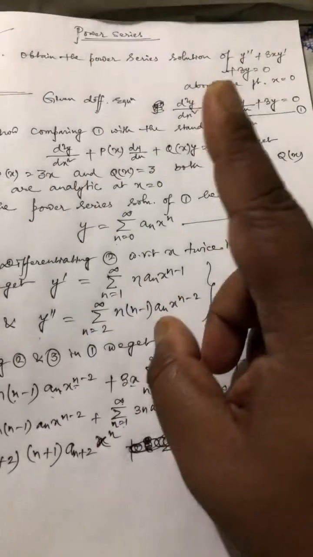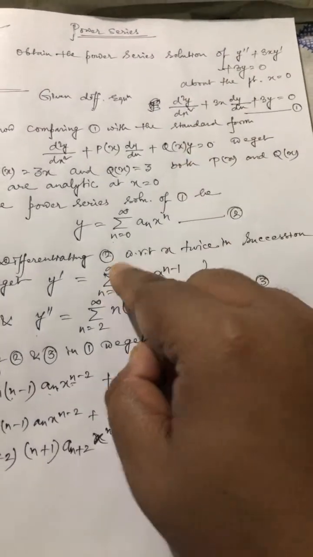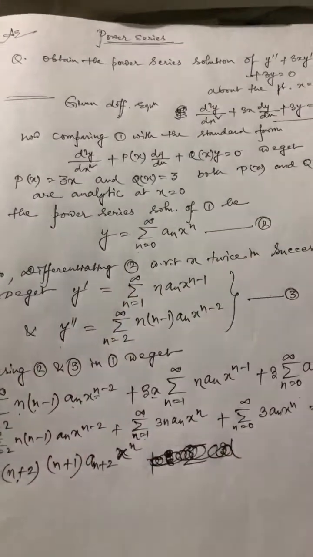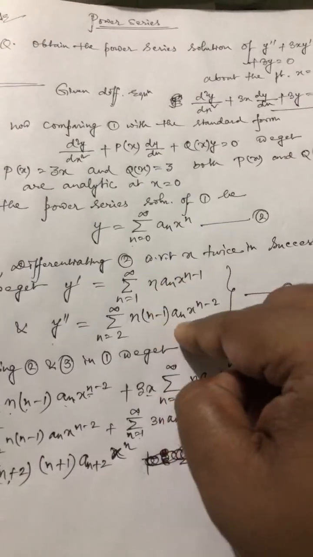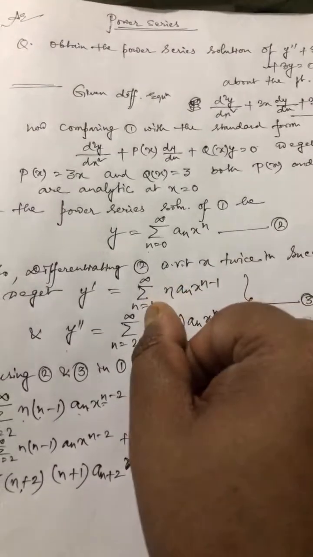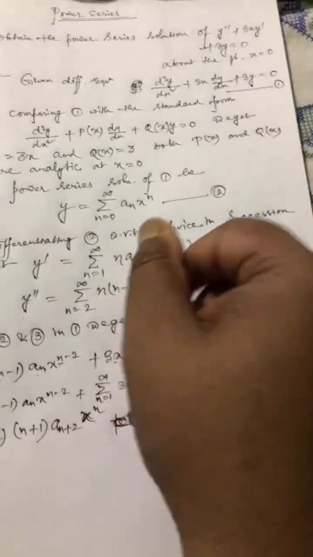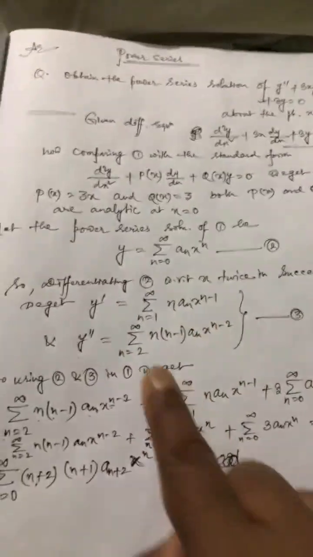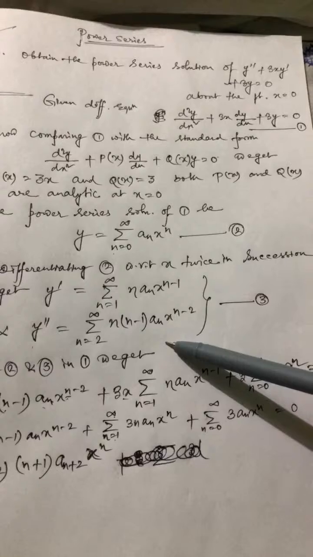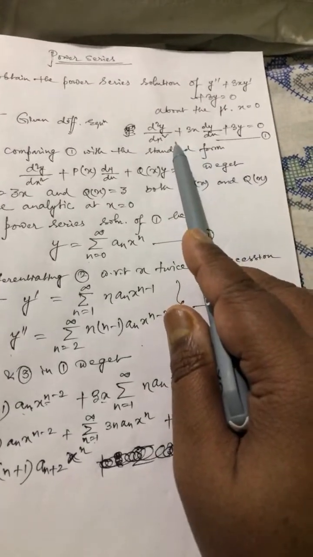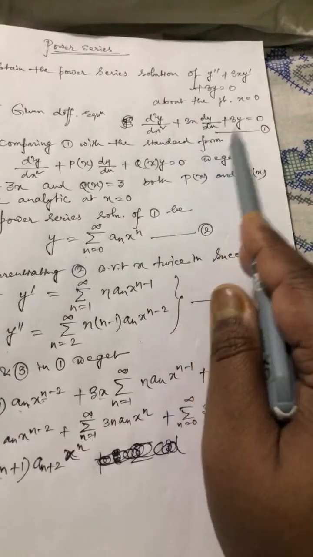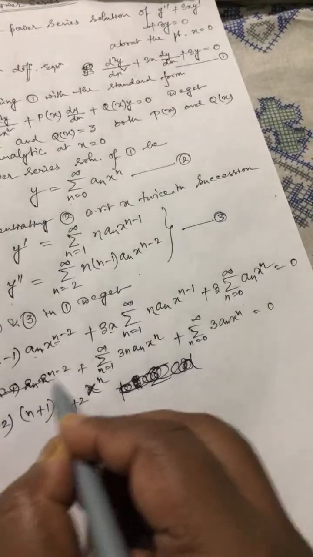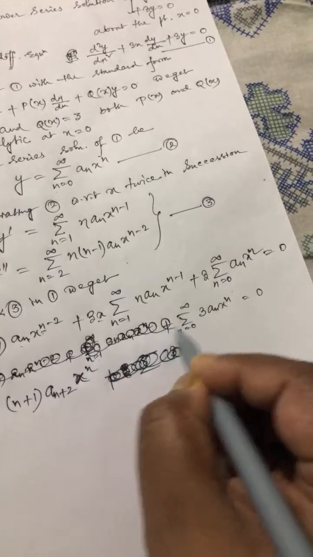Why? You can see my previous video, and you will understand why I have written n equals 1 to infinity. For y double dash, again another term will lapse, and that's why n into n minus 1 a n x to the power n minus 2, and the summation should start from 2 to infinity. So y equals this, y dash equals this, y double dash equals this. All these three values should be used in the main equation, that is d2y dx2 plus 3x dy dx plus 3y equal to 0. Let me omit this line initially because it is a little clumsy now.